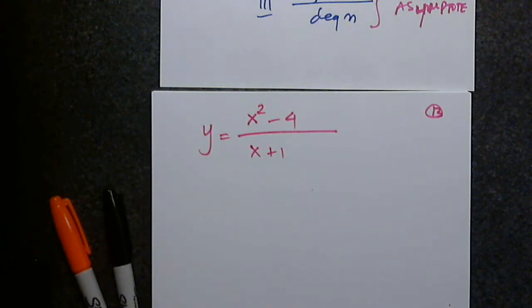What is the degree at the top? What is the degree in the denominator? It's the only one that would not have a horizontal, but it would have a slant. What does that mean? It means that the end behavior will not be a number. But what?